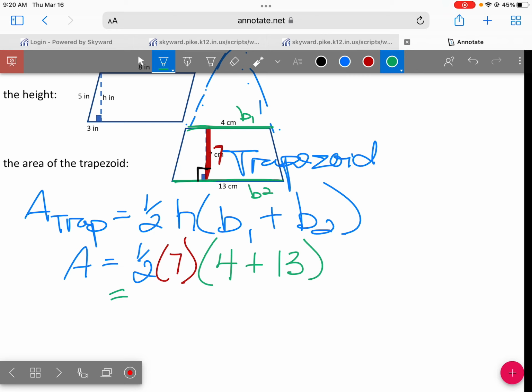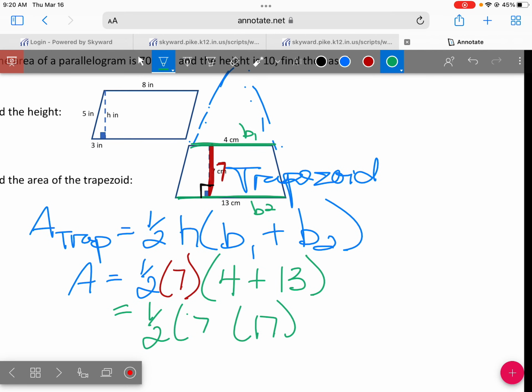Actually, before we do this, what is 4 plus 13? Yeah, so let's mark this as 17 and say 1/2 times 7 times 17. So on your calculators, a couple ways you can do it. You take 1 divided by 2, that is your 1/2, times 7, and then times 17, what do you get? 59.5. That is correct.